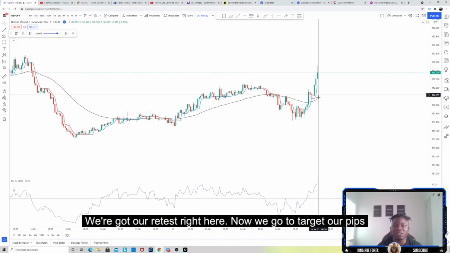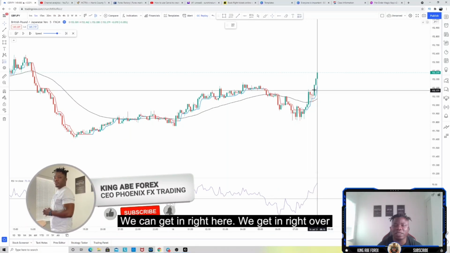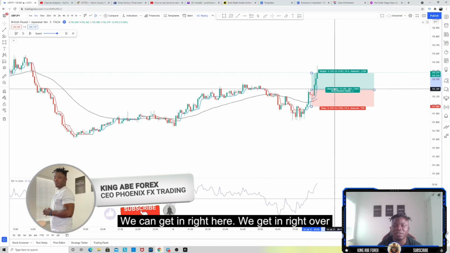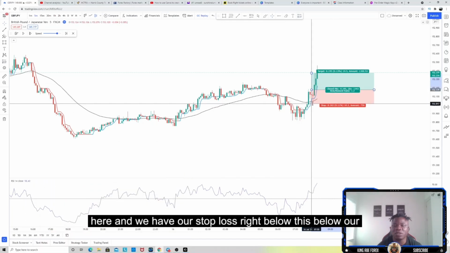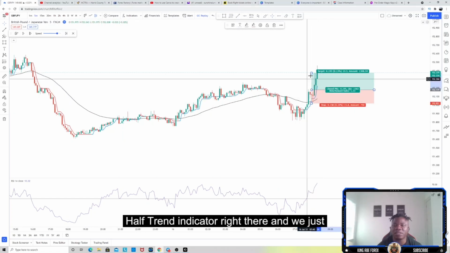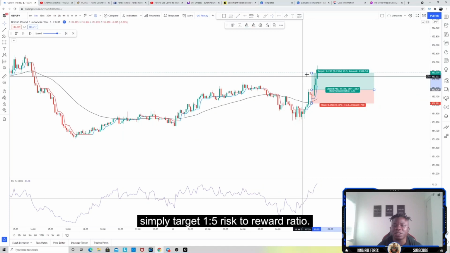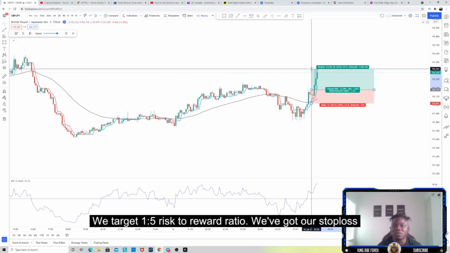We got our retest right here. Now we're going to target our pips. We can get in right here. We get in right over here, and we have our stop loss right below our half trend indicator right there, and we simply target 1 to 5 risk to reward ratio.